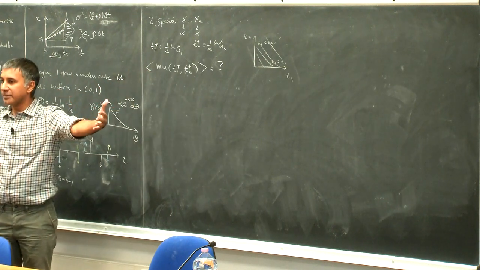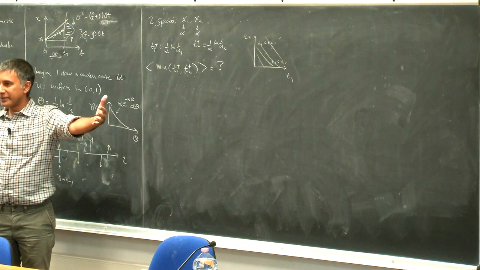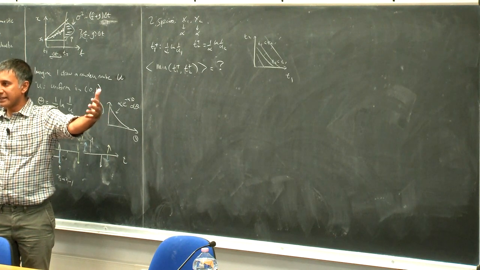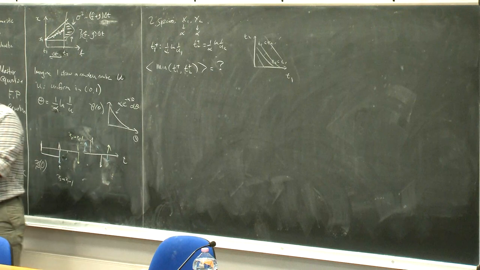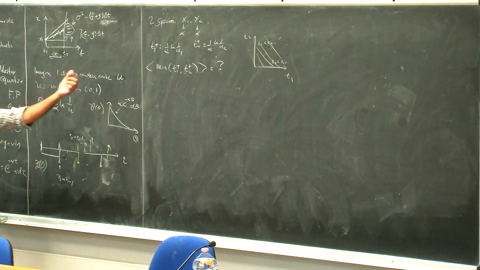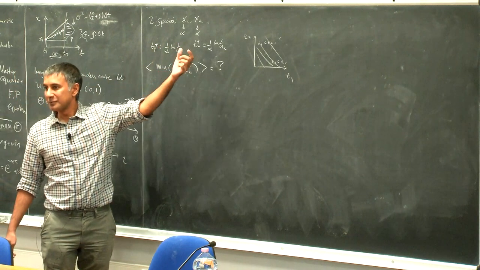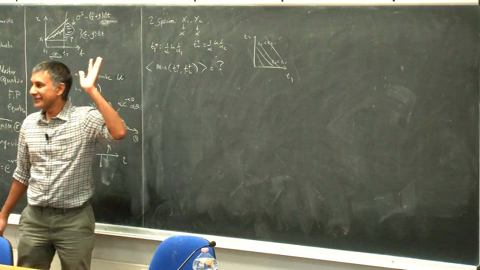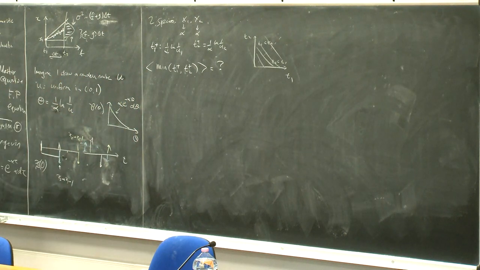I draw two random numbers, and I take their minimum. What's going to be the expectation value of the minimum? Just look at it. Is everybody clear that the expectation value of one random number is going to be 1 over alpha? Yeah, because it has this probability distribution. The mean of this probability distribution is 1 over alpha. So in this case, I have two of them. Any guesses, at least? Any guesses?